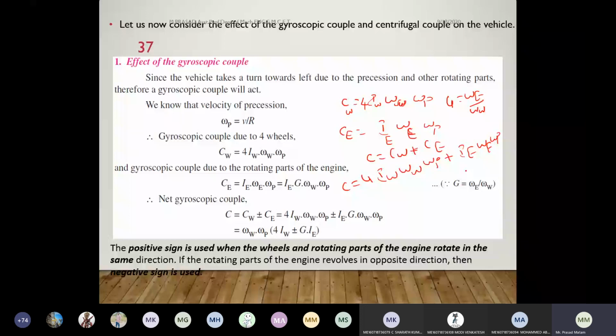You can see again you can take plus or minus. When can we take plus and when can we take minus? Plus you can take when both engine and wheel rotate in the same sense. Minus we can take when both engine and wheel rotate in the opposite direction.